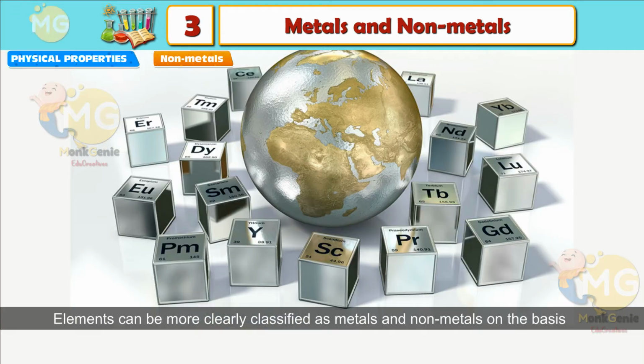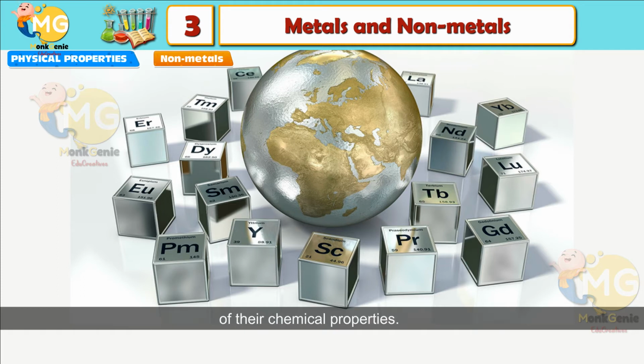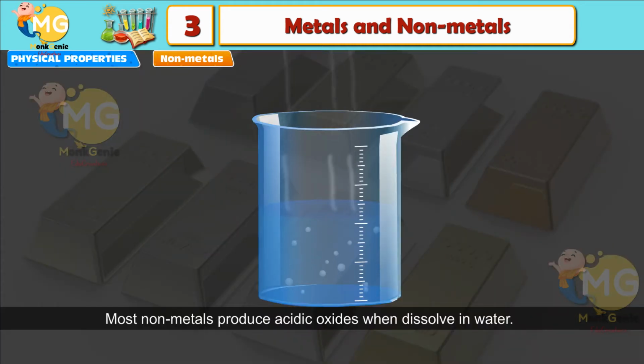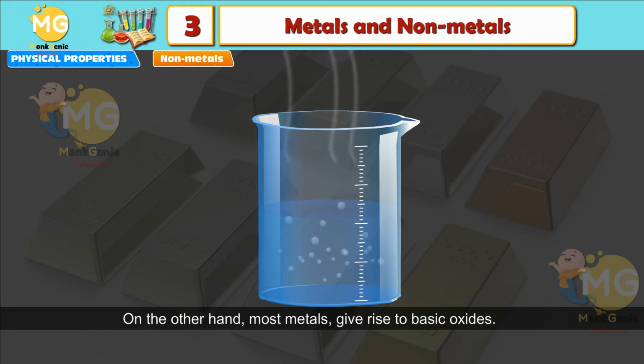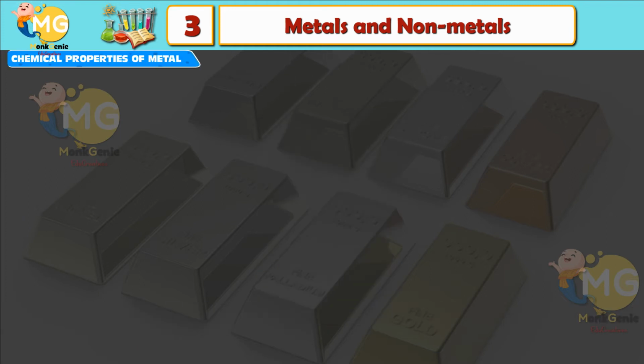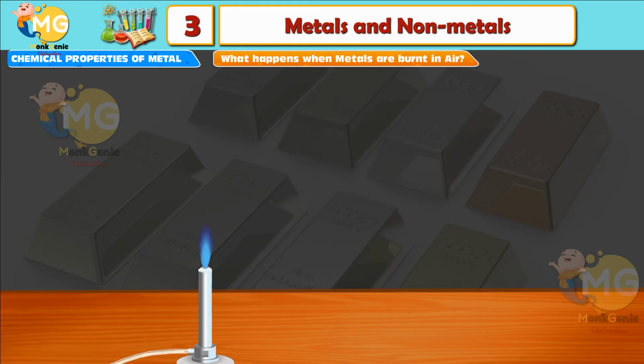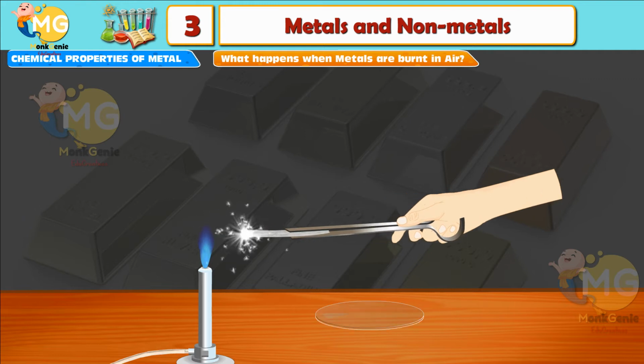Elements can be more clearly classified as metals and non-metals on the basis of their chemical properties. Most non-metals produce acidic oxides when dissolved in water. On the other hand, most metals give rise to basic oxides. Chemical properties of metals. What happens when metals are burnt in air?